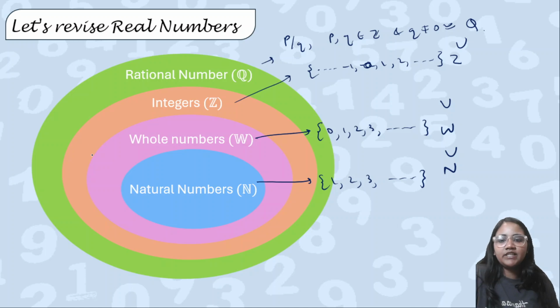Yes, we can see it clearly. The natural numbers are contained in the whole numbers, which are contained in the integers, and integers are contained in the rational numbers. So is every rational number an integer? No. Is every rational number a whole number? No. But we can say that every whole number is a rational number. Every integer is a rational number. Every natural number is a rational number. Okay? Not vice versa. I hope this is clear, and we have already learned this.